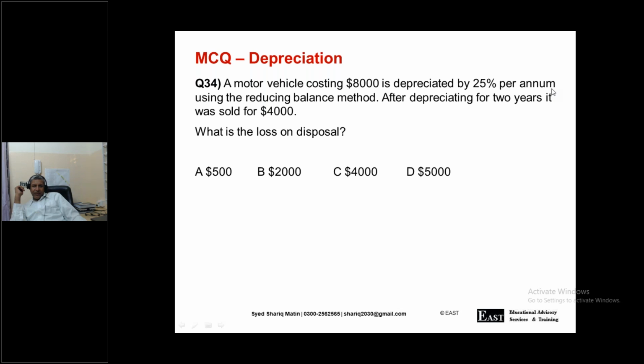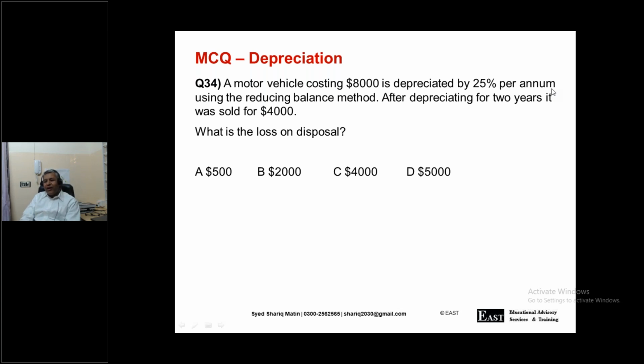Now, since the asset was sold for 4,000, we will add 4,000 to 3,500 and subtract it from 8,000 in order to find the loss on disposal, which gives us 500. Thank you. Well explained.